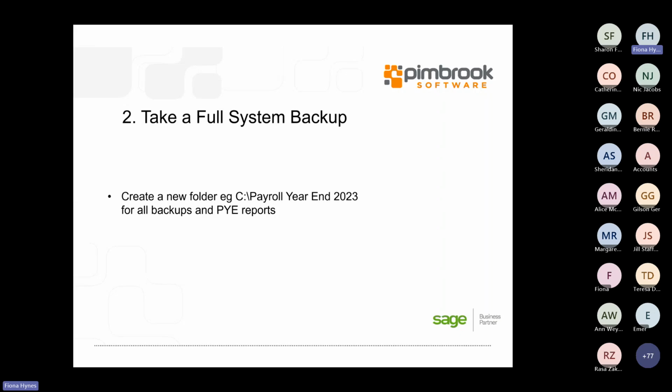Next, take a full system backup. We recommend you create a folder for all your payroll year-end backups and reports. This could be on your C drive, Payroll Year End 2023, and you can put the full system backup into this folder. You can always copy it later to an external hard drive.